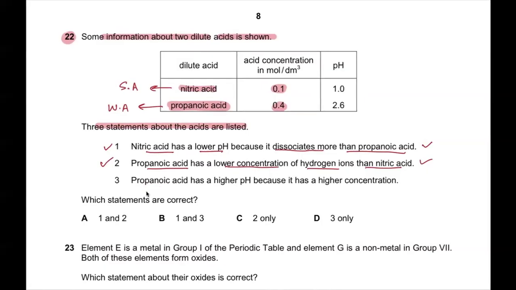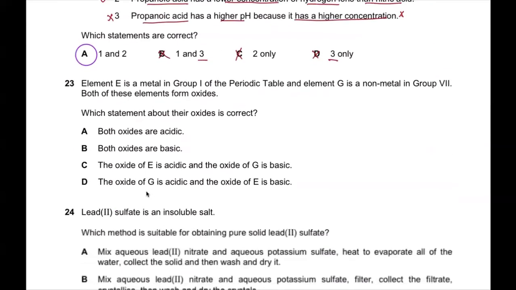Number 3, propanoic acid has a higher pH because it has a higher concentration. No, a higher pH doesn't make any sense from having a higher concentration. So B and D go wrong because both have 3. C goes wrong because it talks about only 2 being correct. So A is the correct answer, which is saying that 1 and 2 both are correct. Is this clear to all of you? Yes. Okay.